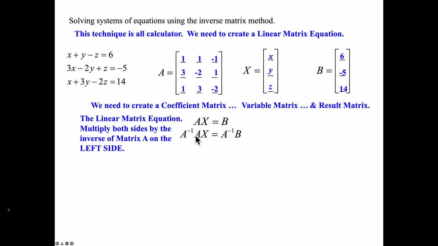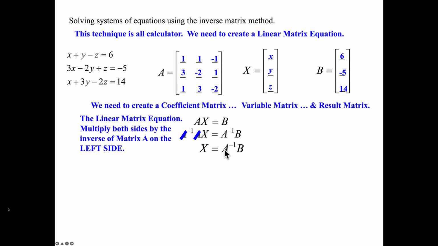Remember, the dimensions have to line up, where the two middle numbers are the same and we cancel out. Well, A inverse is a 3 by 3. A is a 3 by 3. We can multiply it. This cancels out to the identity matrix. 3 by 3 times 3 by 1. The 3's cancel, leaving us a 3 by 1, which will give us the answers for x, y, and z.